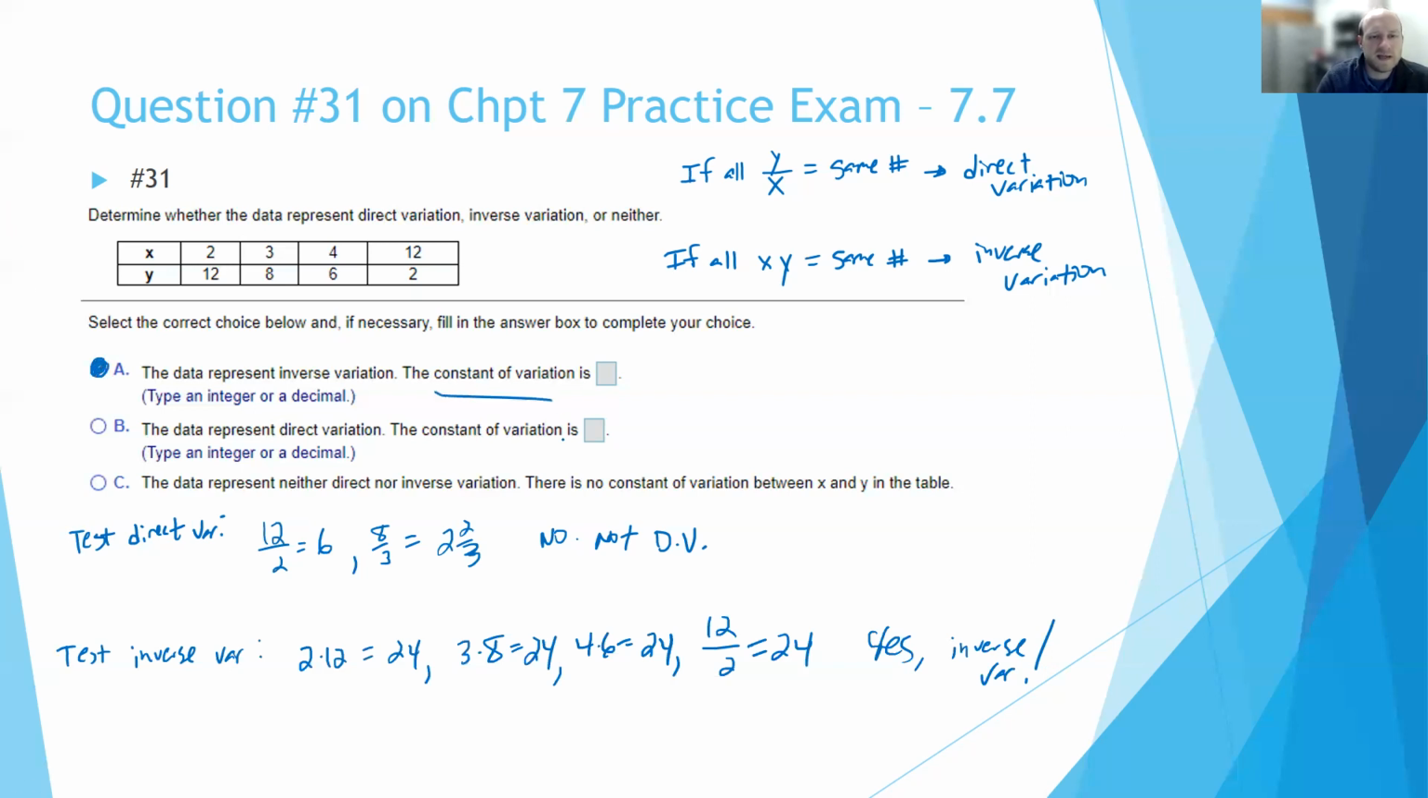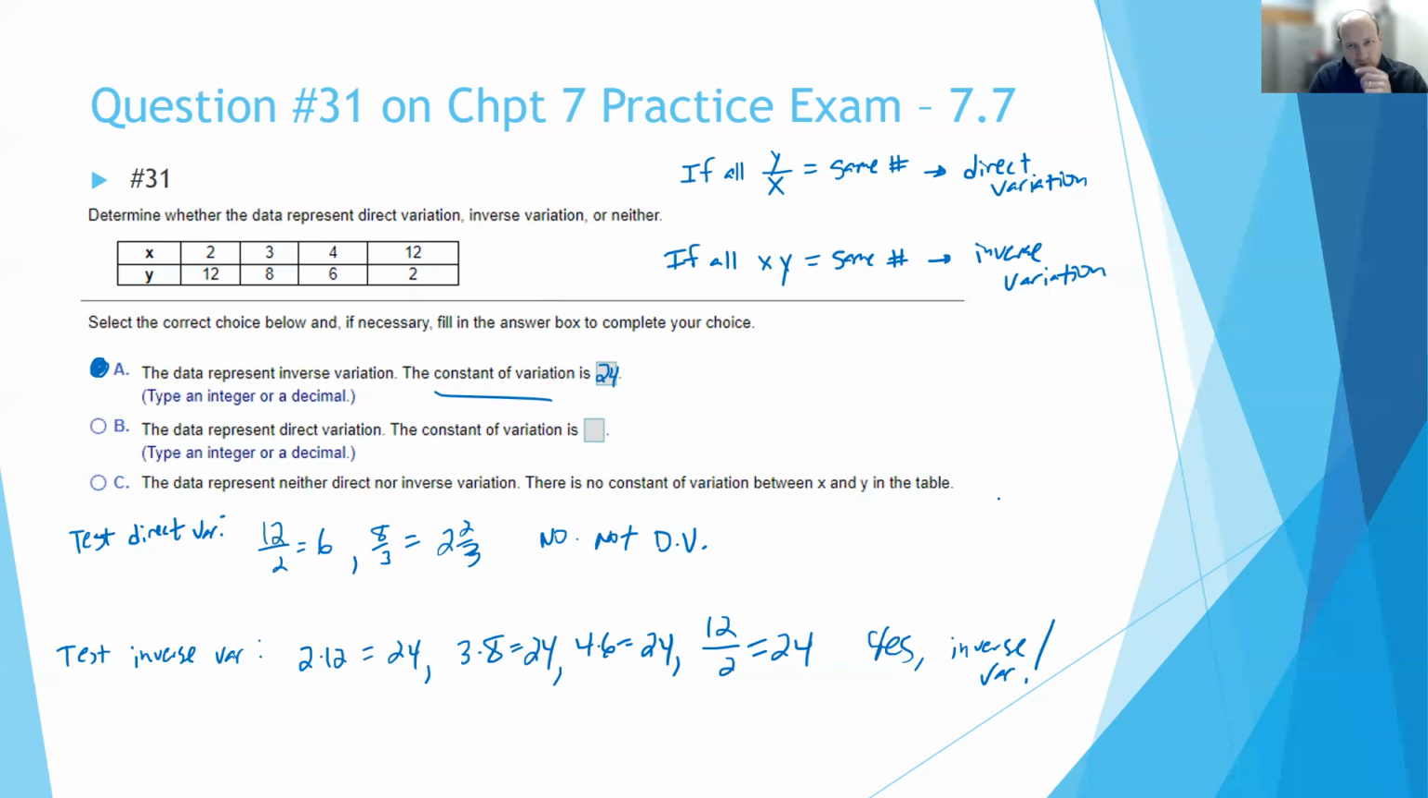Now, the last part of the question we have to answer is, what is the constant of variation? Well, it's just the number that these equal. So those all equaled 24. So that means that k is equal to 24, or our constant of variation is 24.